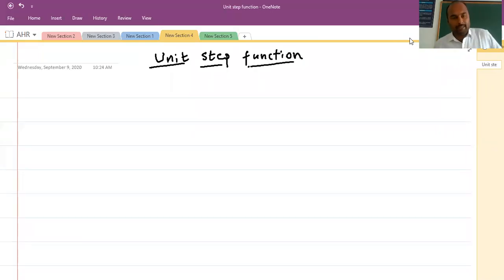In this video, I will explain the definition of unit step function and how to find the Laplace transform of the unit step function. First, the definition.